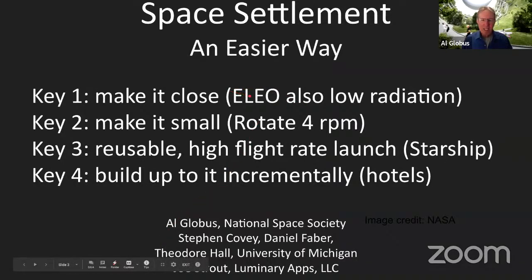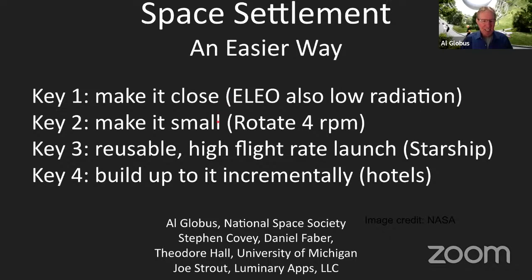The LEO stands for low Earth orbit. And that just means close to Earth. The E means equatorial, which means as close to the equator as possible. So ELEO is an orbit that is close to Earth and close to the equator. And if you put your settlement there, they won't experience much radiation. And that reduces the amount of mass of the system enormously.